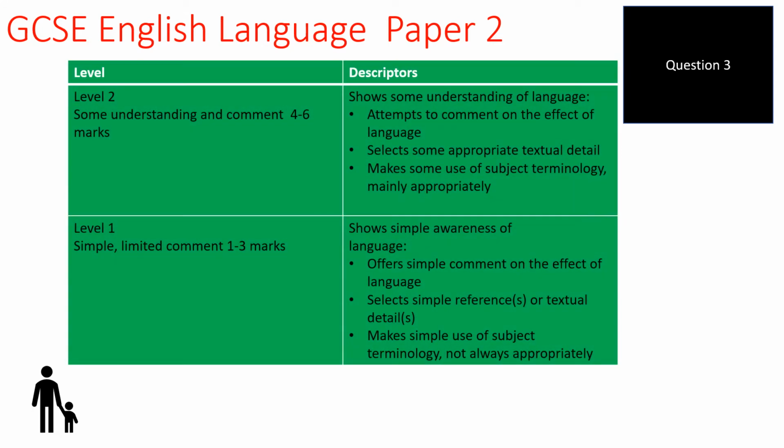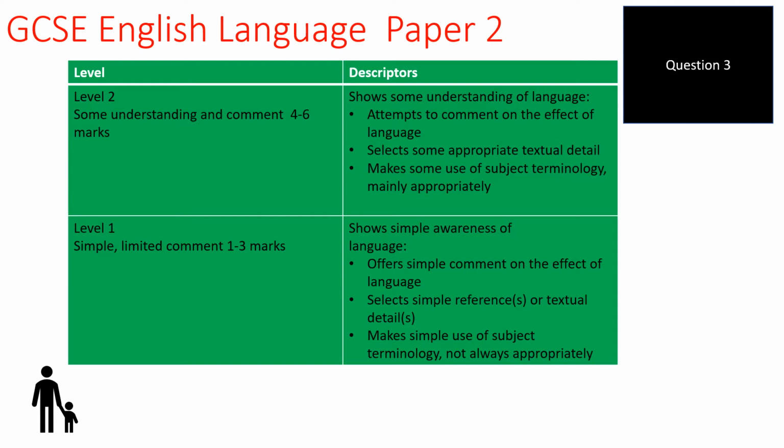So here's the mark scheme, and we're going to work from the bottom and then work our way up so you can see how the skills build up and what you've got to do at the different levels. Now, level 1 is fairly straightforward. Like most things in English, this is where you've got a very simple comment. You're kind of on the right track, but you're not really doing anything with it.